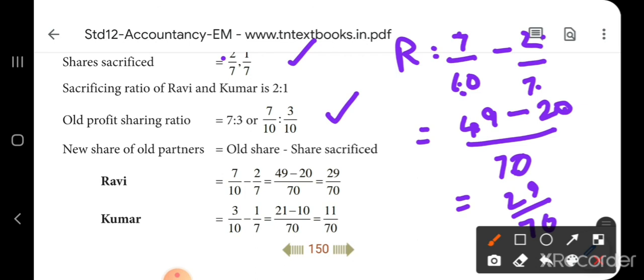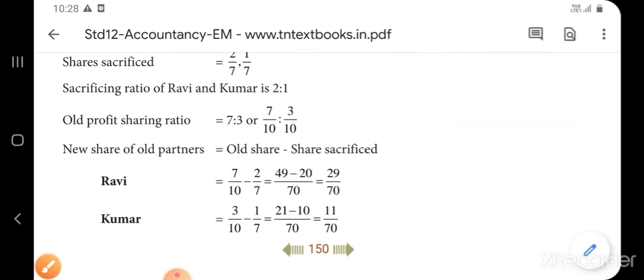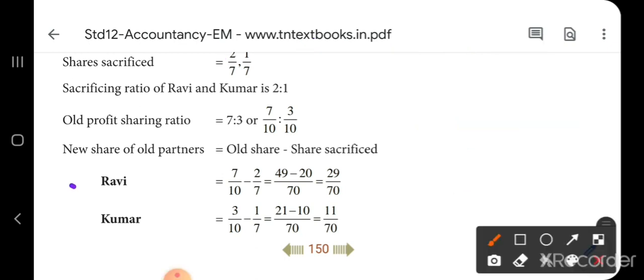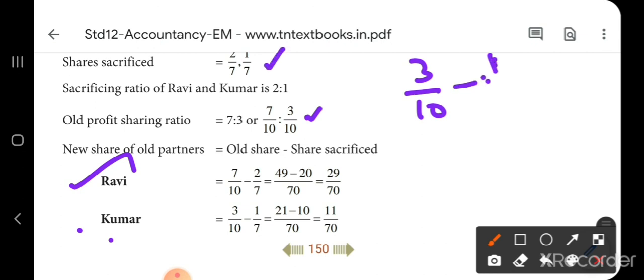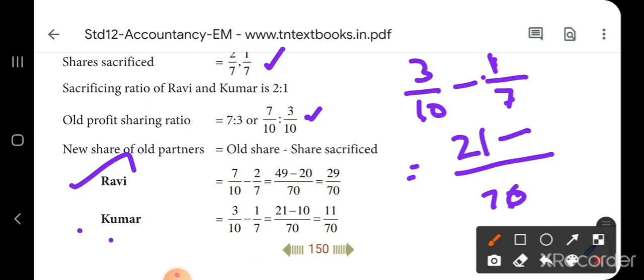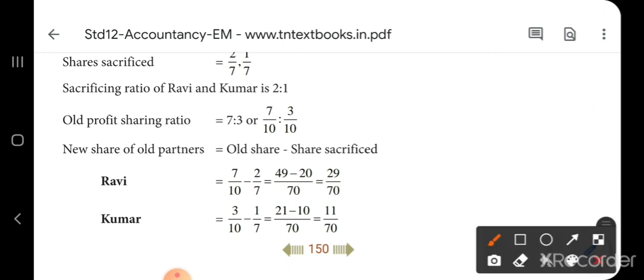Next, for Kumar, you have to find out old share minus sacrificed share. What is the old share for Kumar? 3 by 10, minus the sacrificed share, 1 by 7. So 10 into 7 is 70. 3 sevens are 21, minus 1 ten is 10, which is 11 by 70. So the new shares of Ravi and Kumar you have found out.